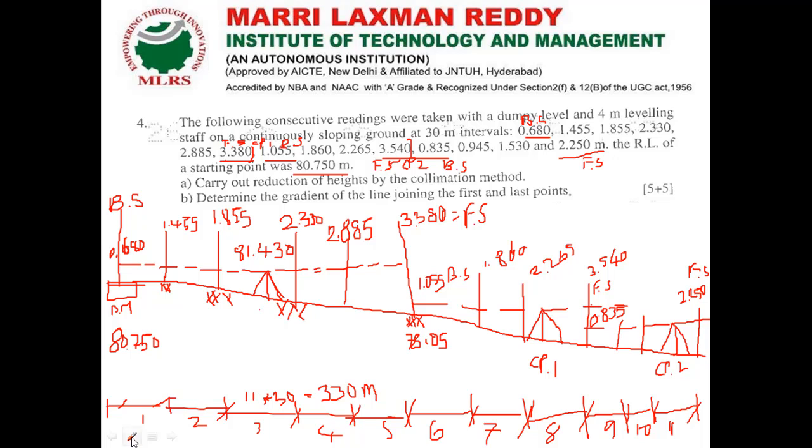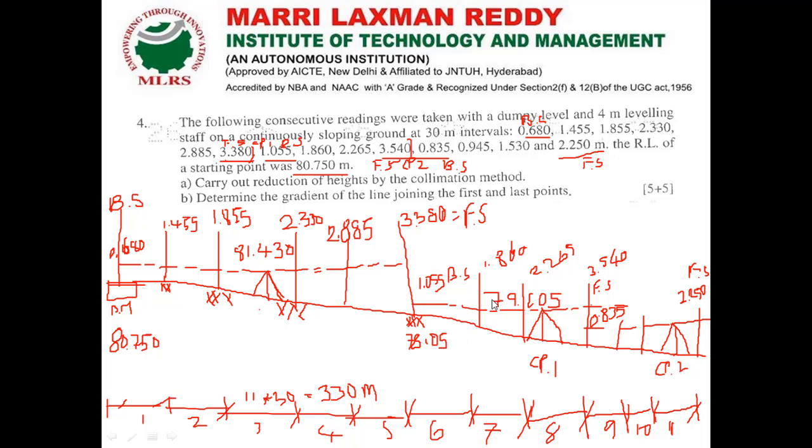Okay, so if I need the height of instrument for the CP1, how do I have to do it? So 78.05 plus this reading 1.055 gives the height of collimation here. So 78.05 plus 1.055 gives the answer of 79.105, which is the height of collimation or height of the instrument.